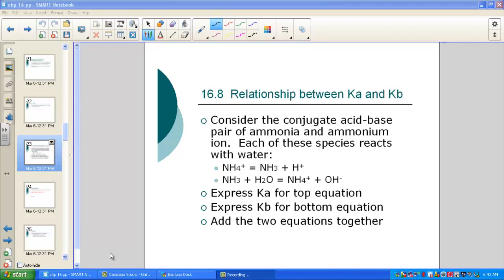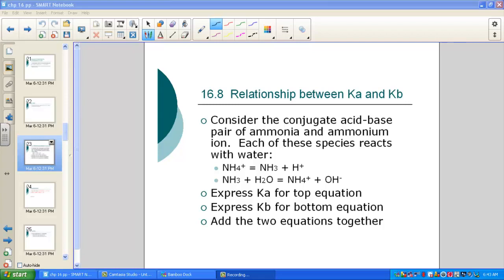We are on page 11 of our acid-base notepad, and today's lesson will be discussing the relationship between Ka and Kb, the acid dissociation constant and the base dissociation constant. Pretty much at the top of page 11 where we see section 16.8.